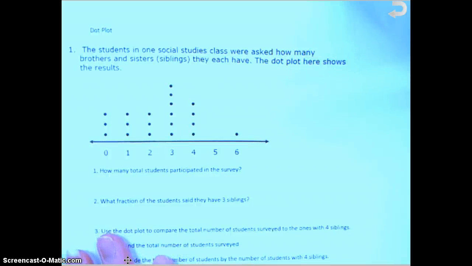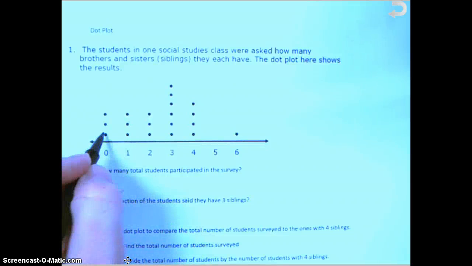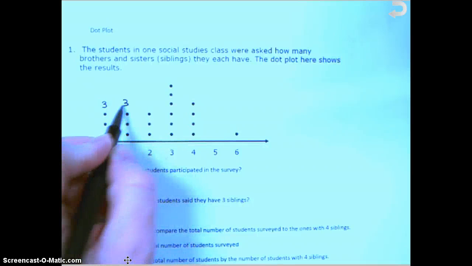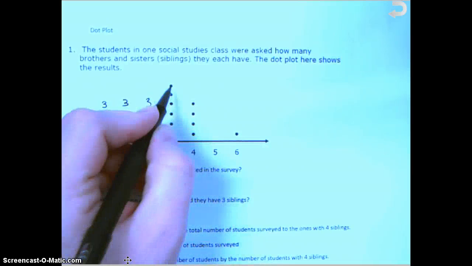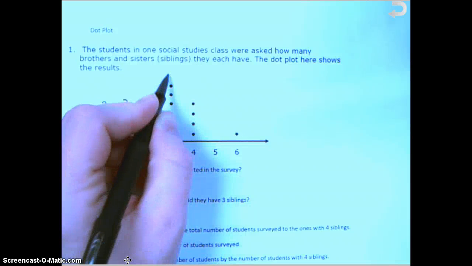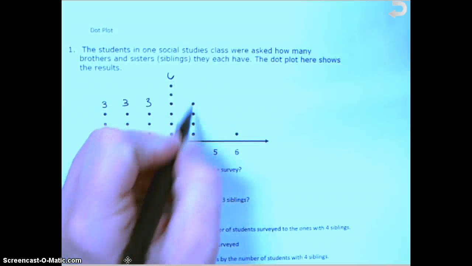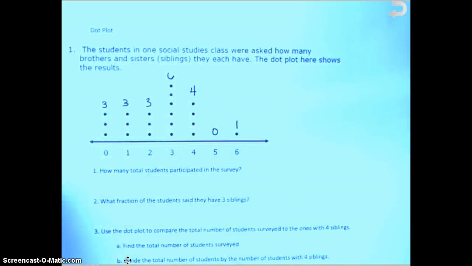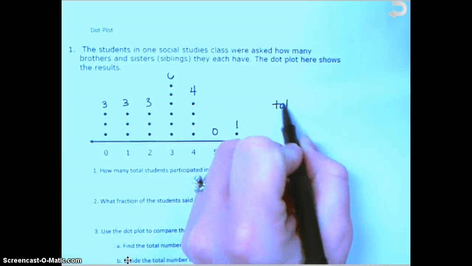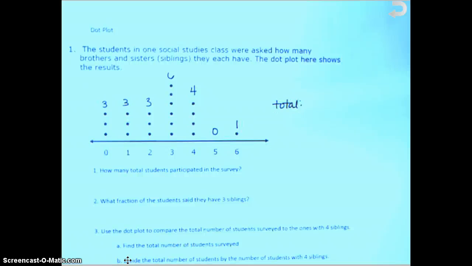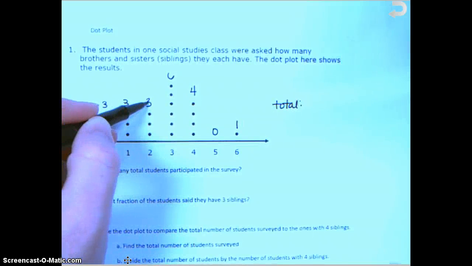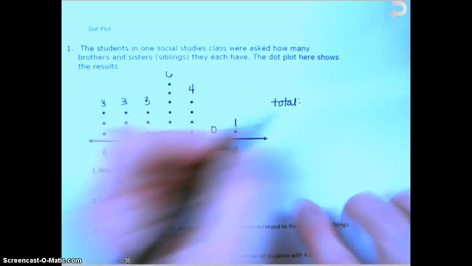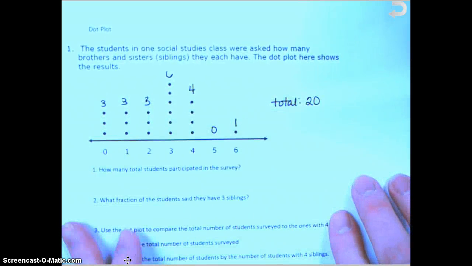So students in one social studies class were asked how many brothers and sisters, or siblings, they have. The dot plot here shows the results. So 3 people have 0 siblings, 3 people have 1 sibling, 3 people have 2 siblings, 6 have 3 siblings, 4 have 4 siblings, 0 have 5 siblings, and 1 has 6 siblings. So from there I want to find the total, because they give me enough information to find the total. 3 is 9, plus 1 is 10, 6 and 4 is 10, so there's 20. So 20 students were surveyed.